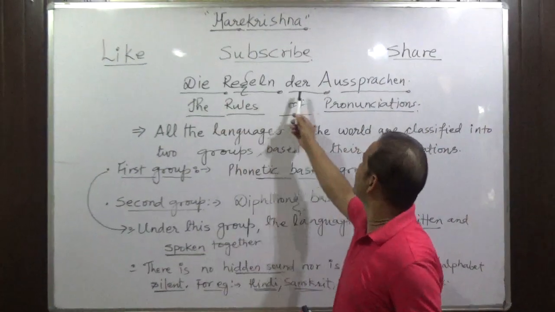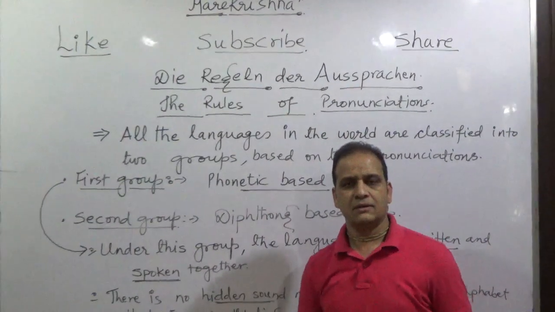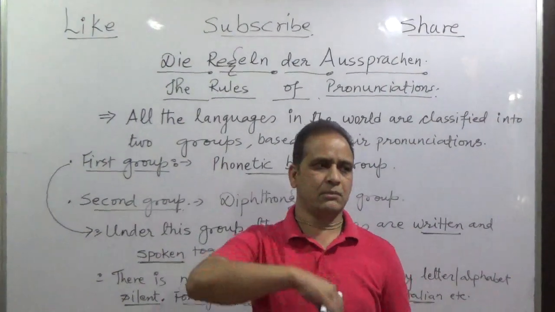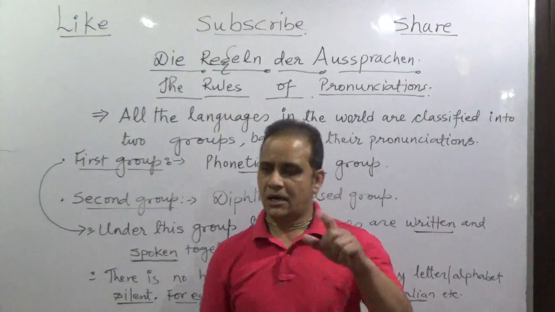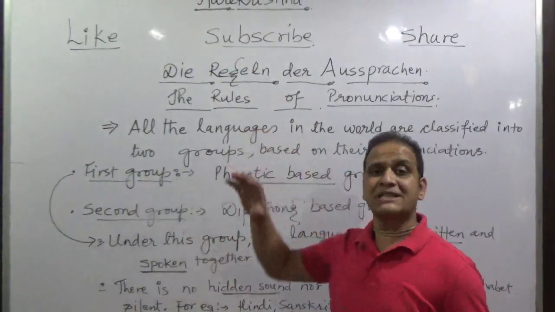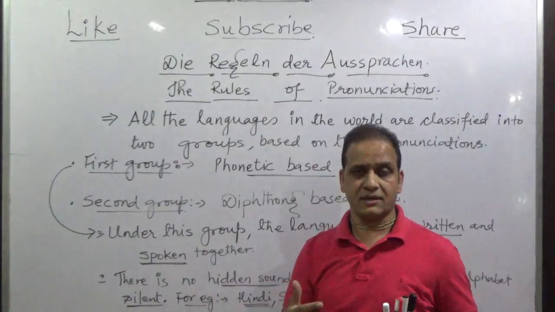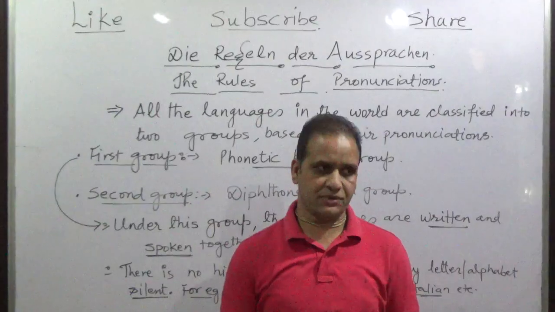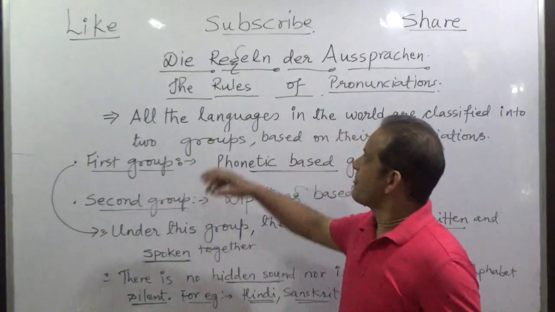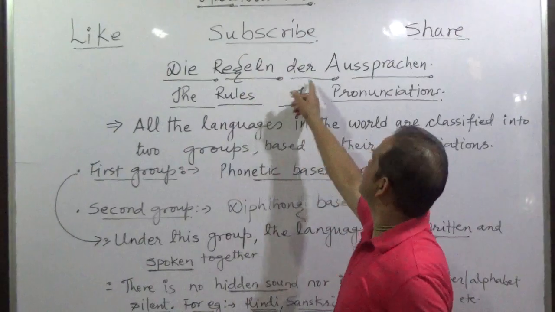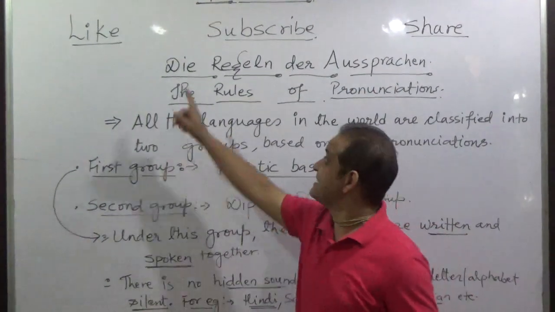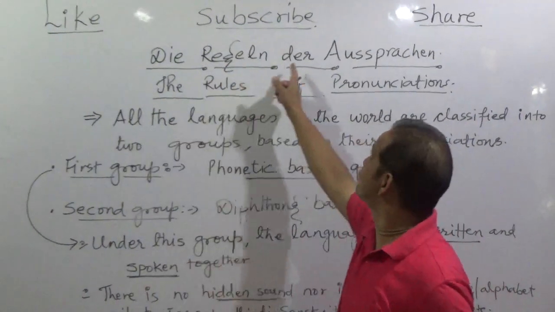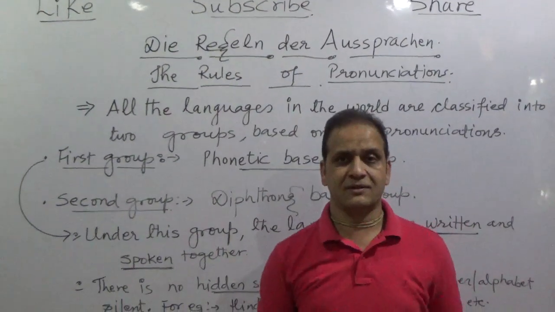Heute machen wir etwas über die Regel der Aussprache. Das ist mein zweites Video. In meinem ersten Video habe ich Ihnen über das Alphabet unterrichtet. In my first video, I taught you about the alphabets in German language. Und heute lesen wir die Regel der Aussprache. Die Regel der Aussprache. Das heißt, the rules of pronunciation.